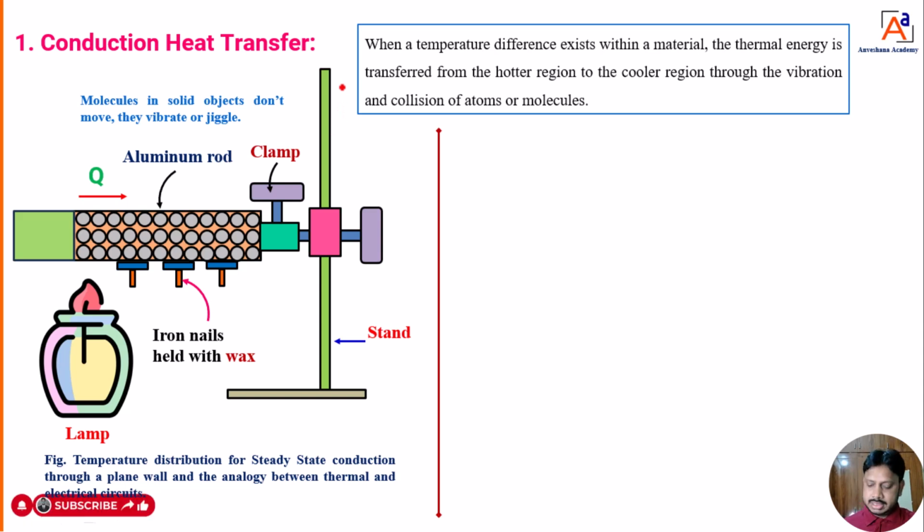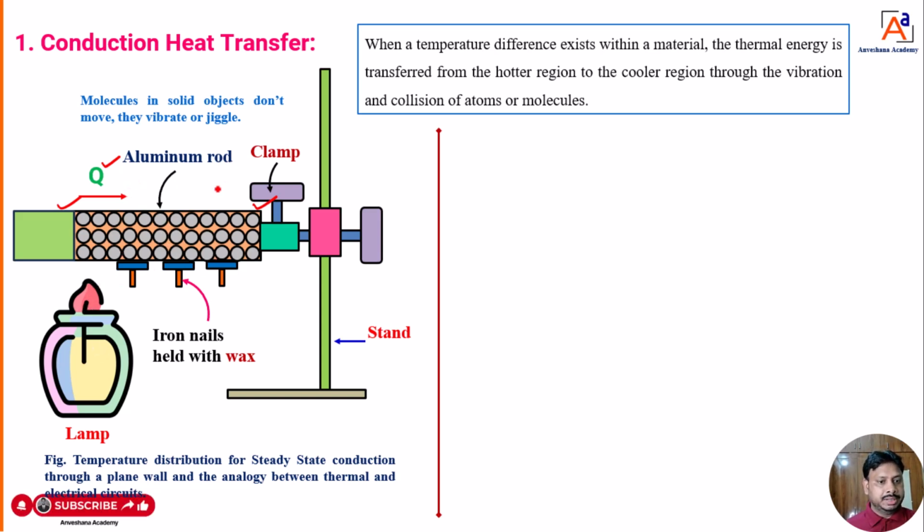Dear students, in the previous class we discussed what is conduction heat transfer. Conduction heat transfer is a mode of heat transfer in which heat transfers from one part of the substance to another part of the substance, or one part of the system to another part of the system, where the molecules or atoms are at rest, but they may vibrate, but they will not alter. If heat transfer takes place in that fashion, we call it conduction heat transfer.